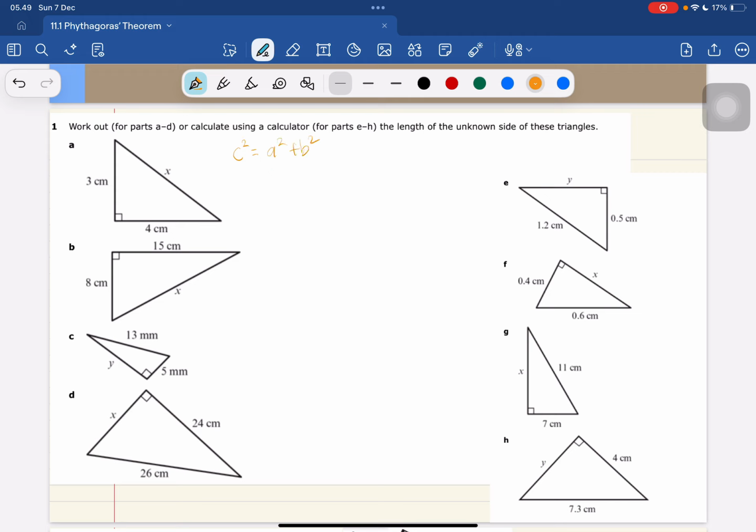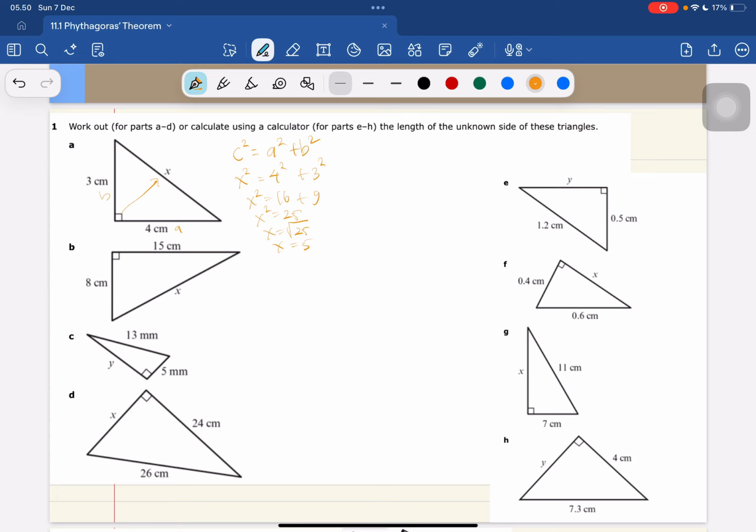So first, let's state where the longest line, or the hypotenuse, is. The hypotenuse is always opposite the right angle, and is the longest line. So this is the x. So we can write x squared equal to, okay, can be a and b, so 4 squared plus 3 squared. So x squared equal to 16 plus 9. So x squared equal to 25. x equal to square root of 25. So x equal to 5.